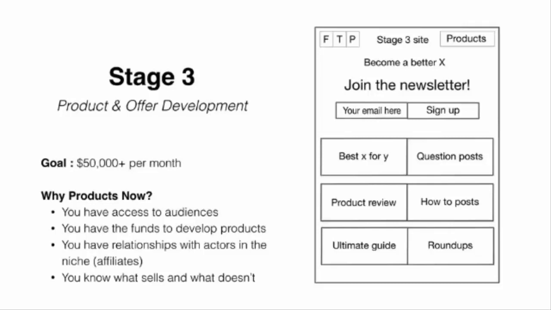You also have some relationship with the actors of the niche because you have been their affiliate for all that time in stage 1 and stage 2. You've been promoting other people's products, so you know them, you've been talking to them, you've been paid by them, and as a result, it's very easy to then talk to them and try to make them your affiliate and kind of reverse the relationship, or at least make it mutual. And most importantly, you know the niche enough at that point to know what sells and what doesn't, so you don't build a product that doesn't sell. You have the niche experience, and that's why we actually wait till stage 3 to develop our own offers.